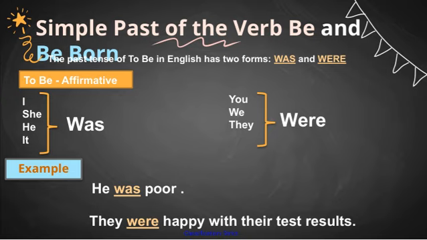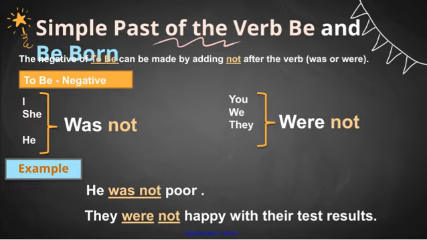And finally, this ties into the overall theme of learning how to express past states or conditions in English. Now let's look at some examples of how to form negatives with the verb to be in the past tense.